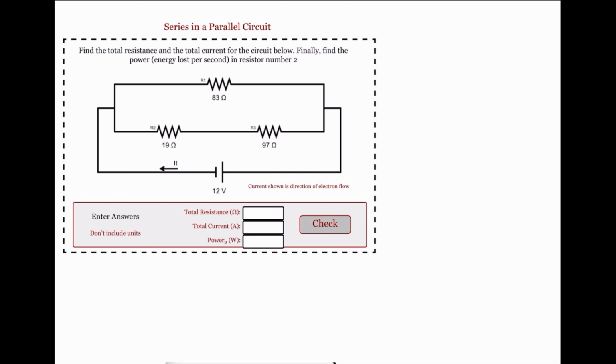The series in parallel circuits. Okay, so first we're going to solve for RT. We see that these two right here are in a series circuit. So using Kirchhoff's law, we could add these two together to make it like one circuit, right? So just add these together. We have 19 plus 97.